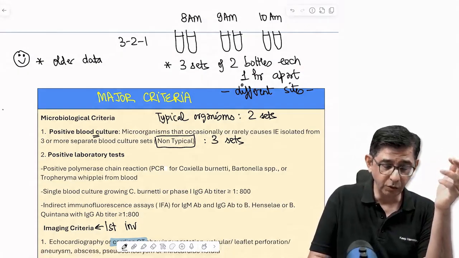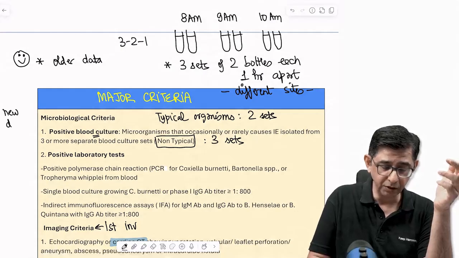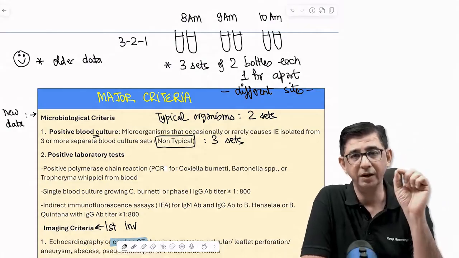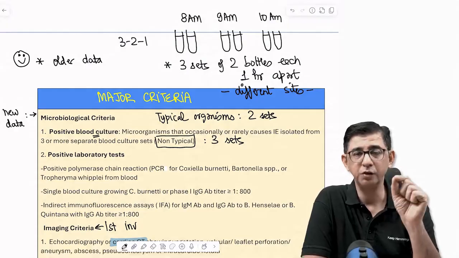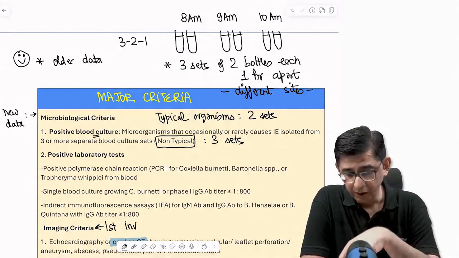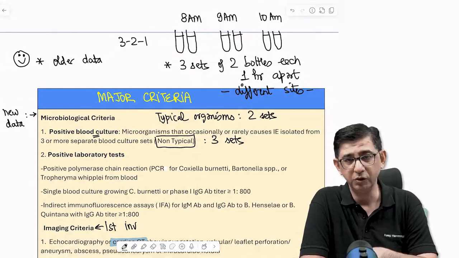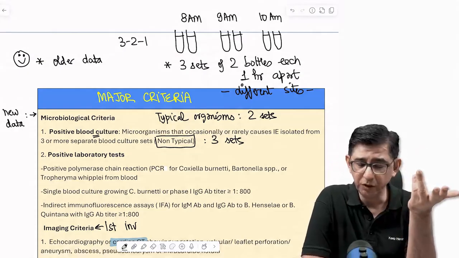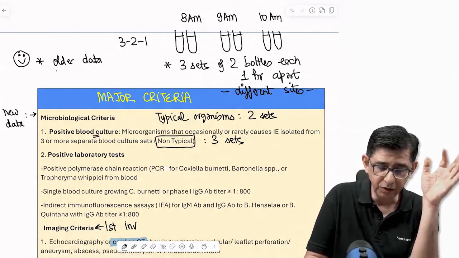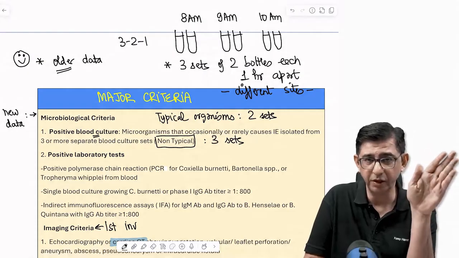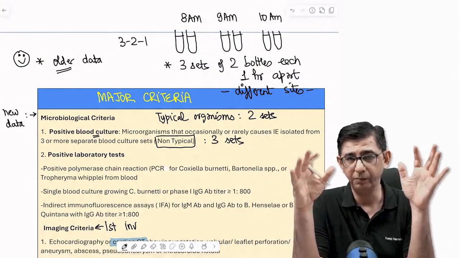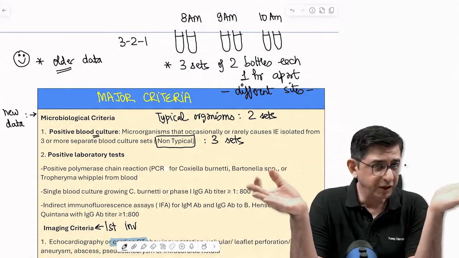Now, when I say this, the query of a lot of students is what should we answer in the paper if this comes. So if the MCQ specifically says, based on the latest guidelines, for typical organism or non-typical, then the answer will vary between 2 sets and 3 sets. If nothing is given, then your answer would be 3 sets of 2 bottles each from different sites. This is the standard. Harrison still retains the older data. He says this is one of the ideal ways, 3 sets of 2 bottles each, 1 hour apart, different sites, to demonstrate the dissemination of infection.